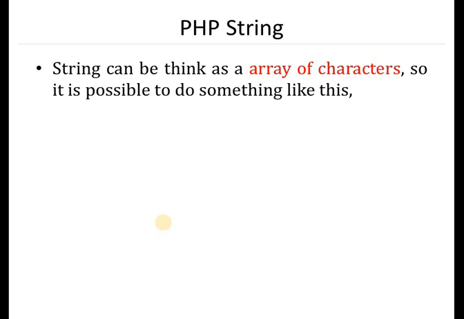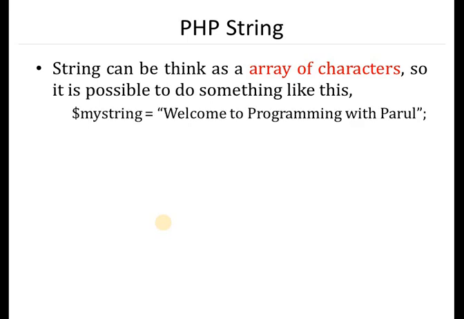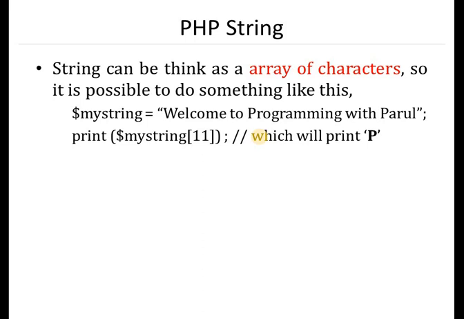So it is possible to do something like this. For example, if I declare one variable, $mystring, and assign the string value "welcome to programming with Parul" to it, and if I print mystring with index 11, this will print P. So this is the concept of a string in PHP. Very easy. You just need to take one variable, start with the $ sign, and assign a particular string.